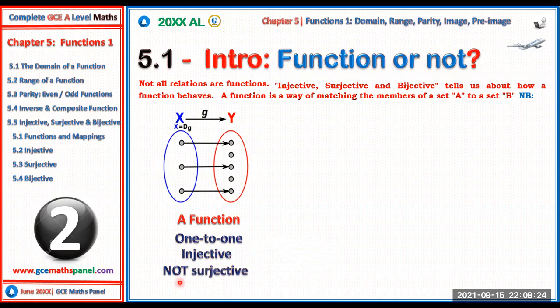But this particular function is not surjective. And I'm going to give you the reason why it is not surjective. It is not surjective because two elements from this domain do not have the same image here. Can you see?